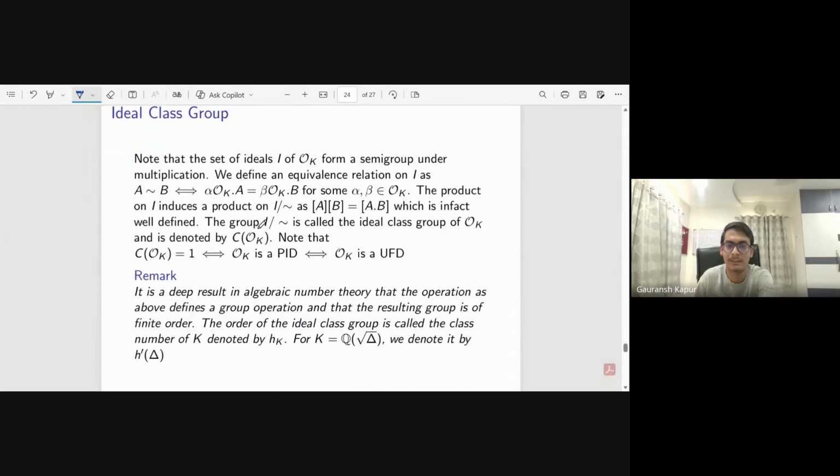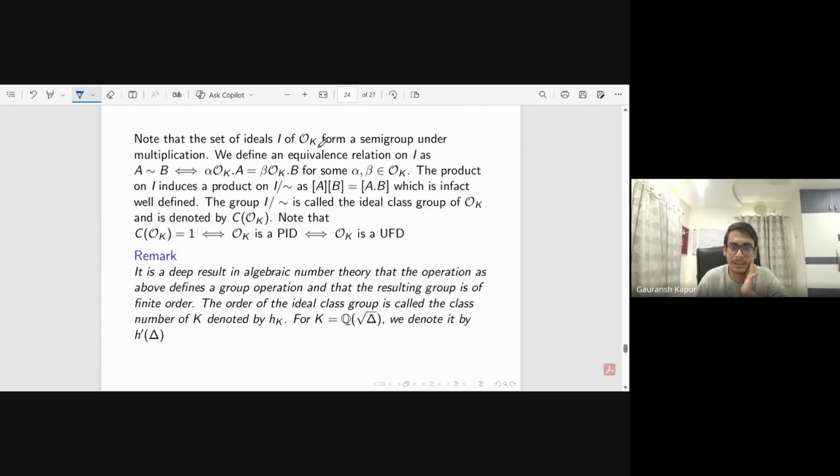So the ideal class group is defined like this. If I is the set of ideals, then an equivalence relation is defined: we say two ideals A and B are equivalent if they are the same up to multiplication by an element of OK. So what that means is that if there are alpha and beta such that the ideal generated by alpha times A is beta times B, then we say that these two are equivalent. So up to multiplication by an element, if they are the same, then we say they're equivalent. And this induces a product, and this product is well defined, which you can check.